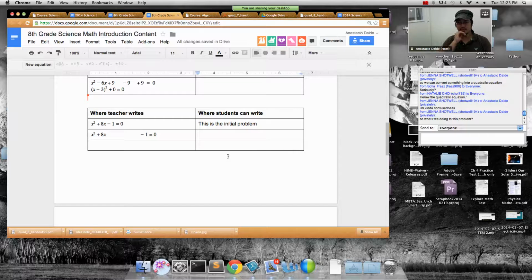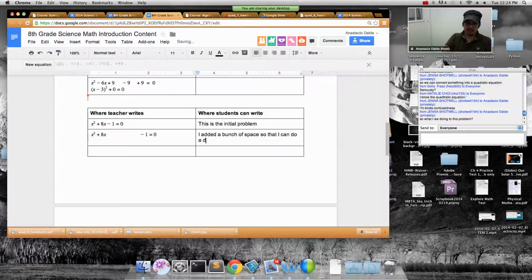All right? And someone's asking, what exactly is it we're doing to this problem? Why are we doing this? Why are we making this look like this? And my answer to that is so that we can solve it. I'll show you guys in just a second, okay? Okay. So what did I do there? I added a bunch of space so that I can do a trick. Sound fair?